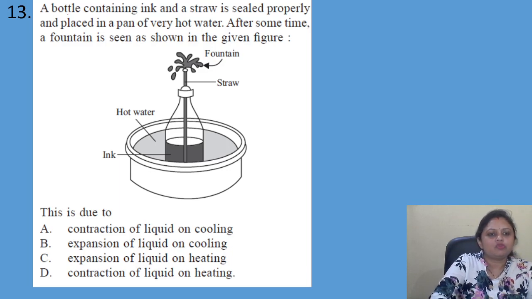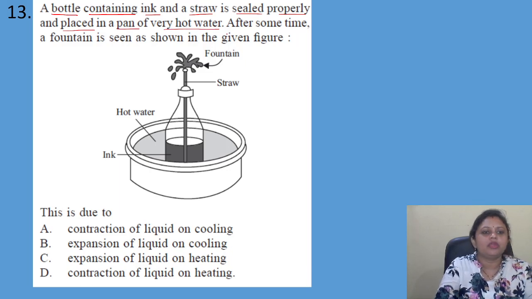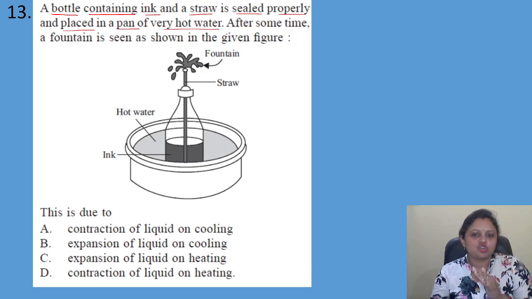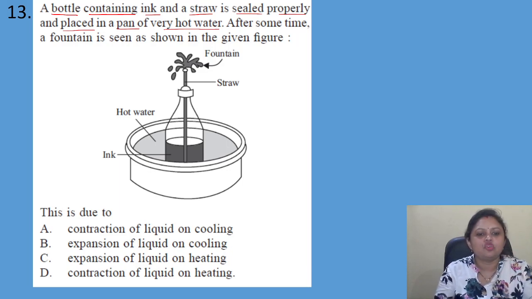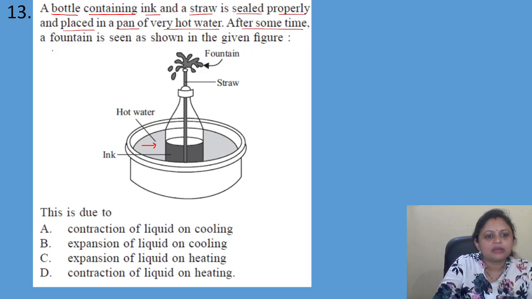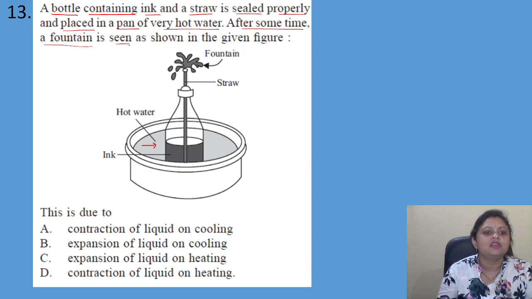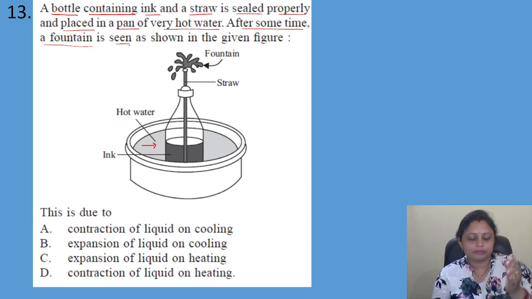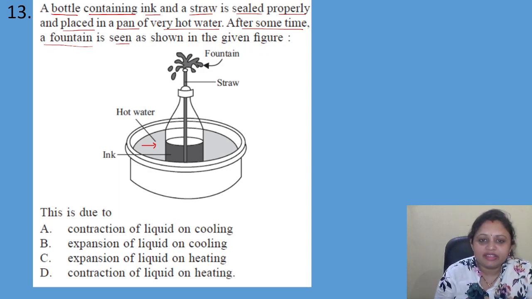So यहाँ पे क्वेश्चन गिवन है, a bottle containing ink and straw is sealed properly and placed in a pan of very hot water. Okay, so bottle में ink और straw हमने लेके उसको seal किया है और very hot water में हमने उसको place किया है. This is the very hot water. Yes. So after some time what happens?